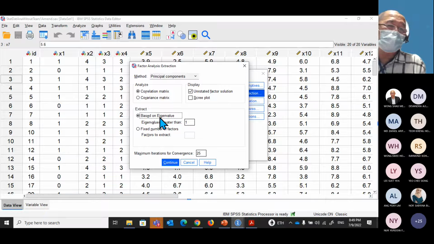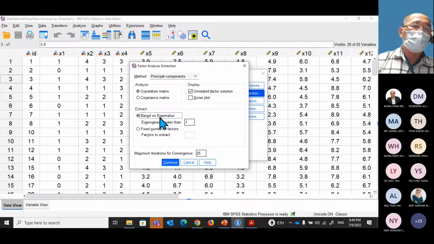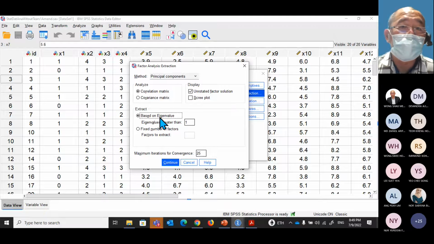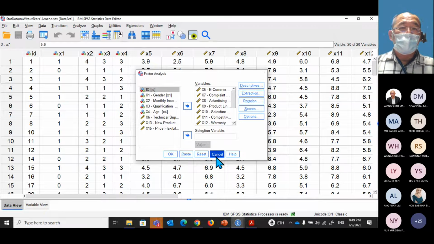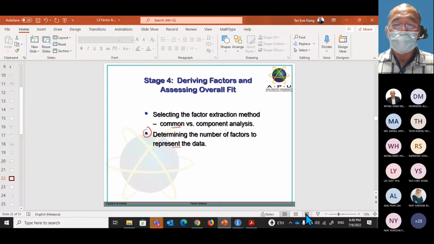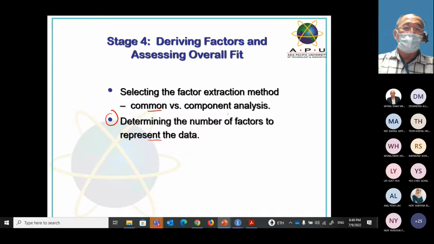So this is the normal common practice. Every value should be more than one. More than one means good. So you see this in the Showa. You see the slide.